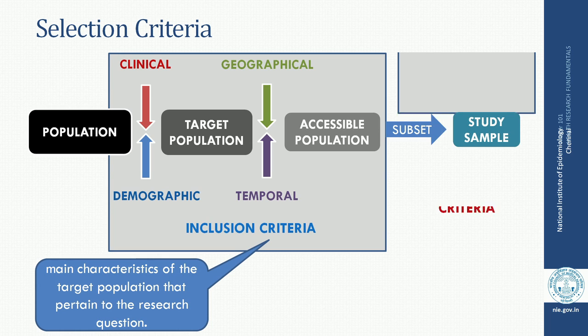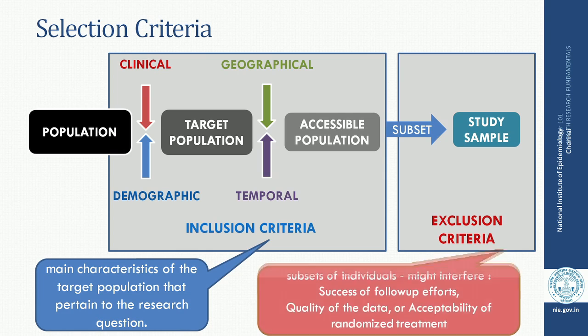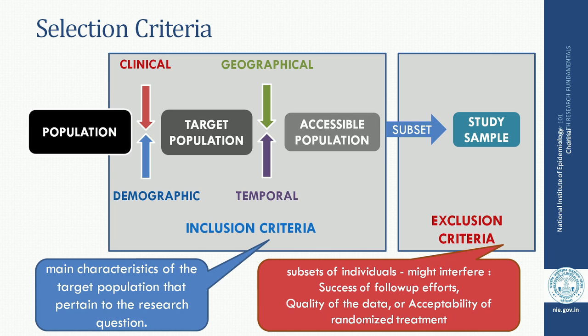Now what is exclusion criteria? In exclusion criteria, we decide which subjects we are not going to include because they might interfere with the success of follow-up efforts, or with the quality of the data, or with the acceptability of the study, or even raise ethical concerns. Those study subjects or groups of people with those characteristics whom we do not want to include in our study are defined by the exclusion criteria.